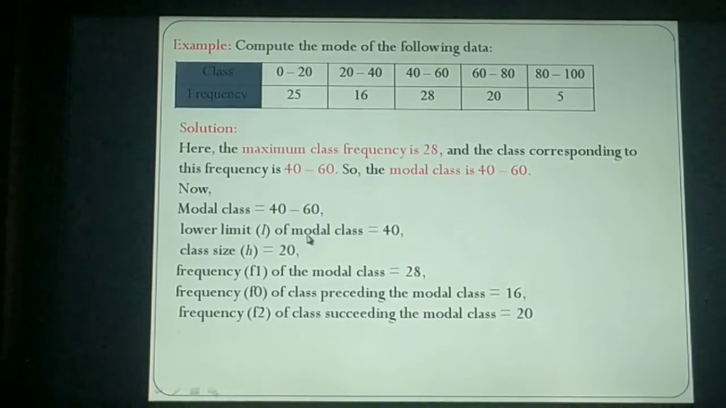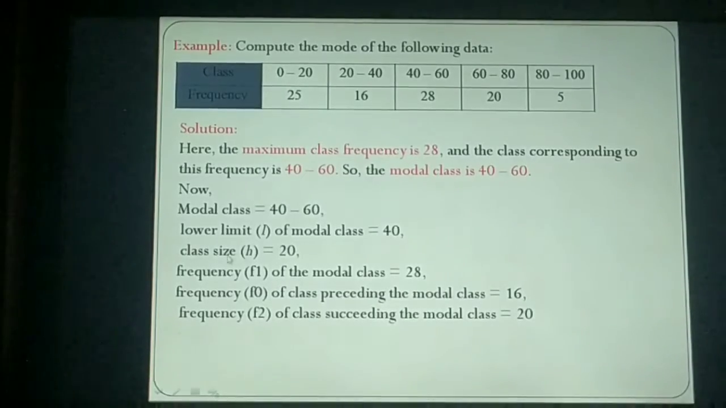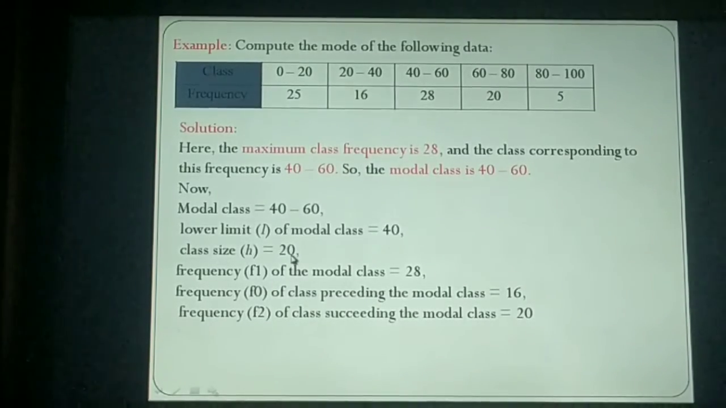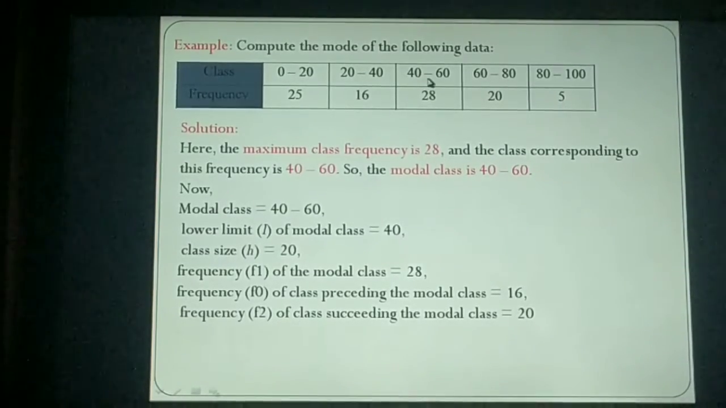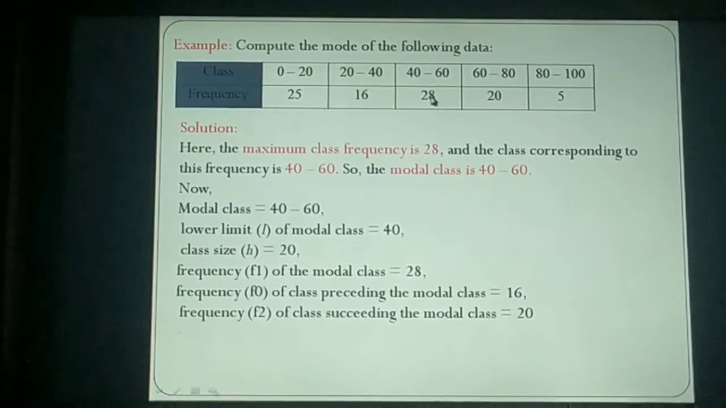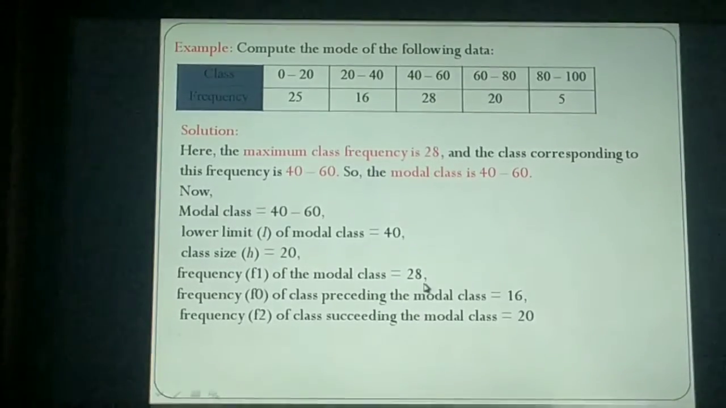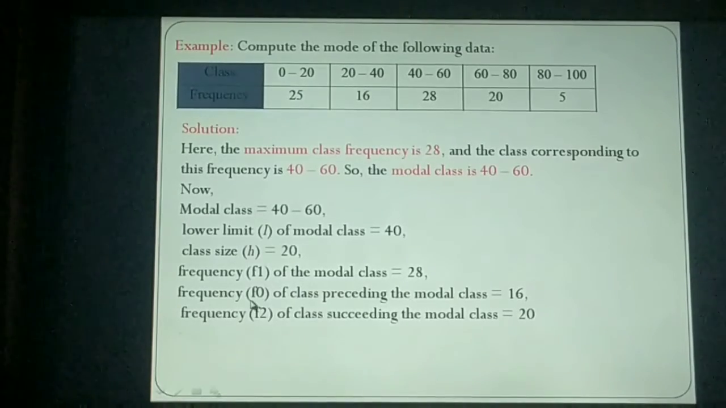The lower limit of the modal class 40 to 60 is 40, so L is equal to 40. Class size H is 20, since 60 minus 40 is 20. F1 is the frequency of the modal class. Here 40 to 60 is our modal class, so the corresponding frequency is F1. So 28 is F1.